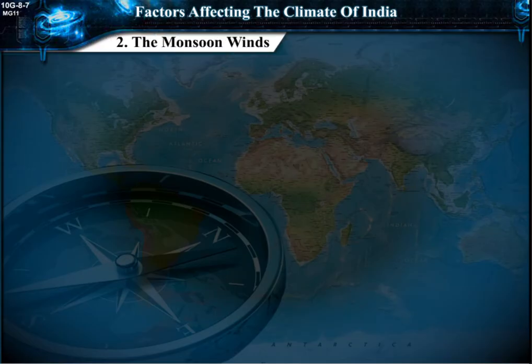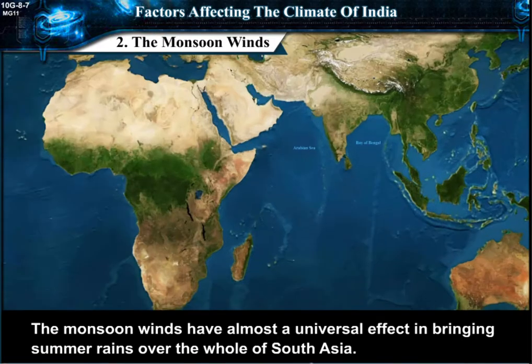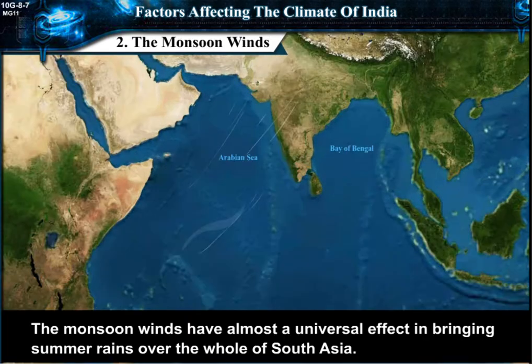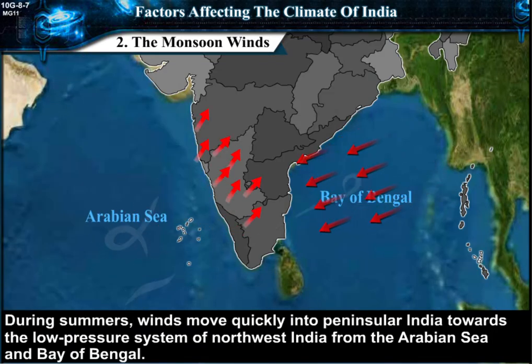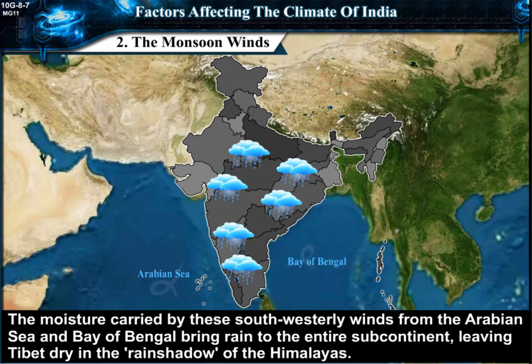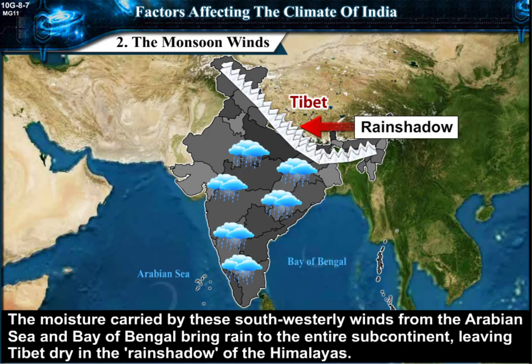2. The monsoon winds. The monsoon winds have almost a universal effect in bringing summer rains over the whole of South Asia. During summers, winds move quickly into peninsular India towards the low-pressure system of northwest India from the Arabian Sea and Bay of Bengal. The moisture carried by the southwesterly winds from the Arabian Sea and Bay of Bengal bring rain to the entire subcontinent, leaving Tibet dry in the rain shadow of the Himalayas.